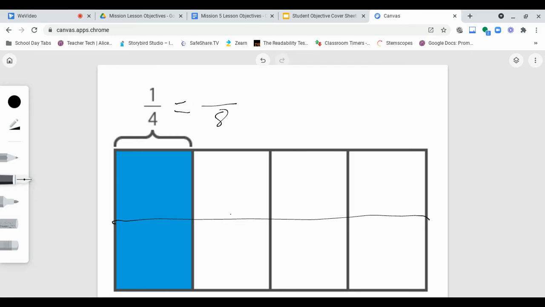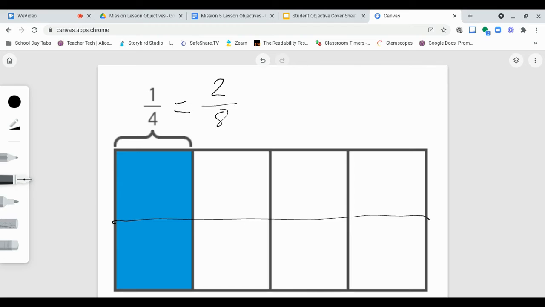Because now, how many do I have? 1, 2, 3, 4, 5, 6, 7, 8. I made eighths. And I can see, just by looking at this, 1/4 was equal to how many eighths? Well, how many of those eighths are shaded? 2. 2 of the eighths are shaded. So 1/4 is equal to 2 eighths.